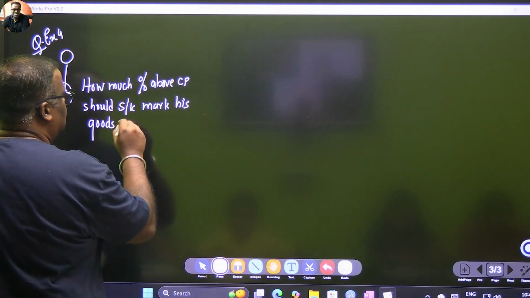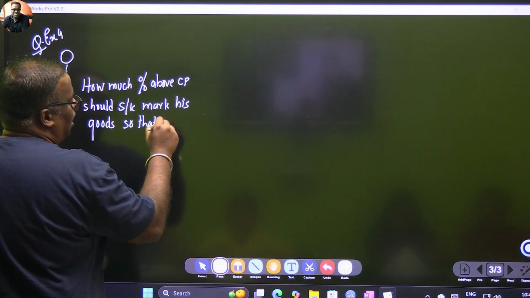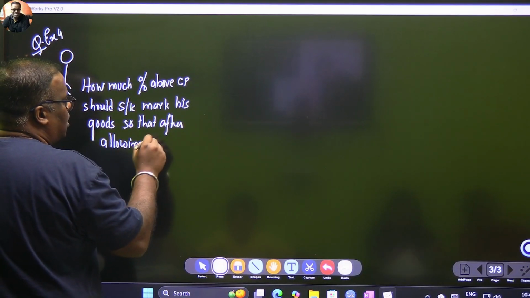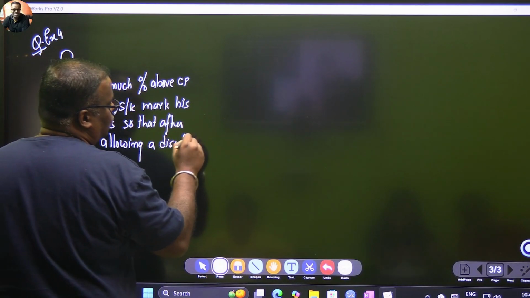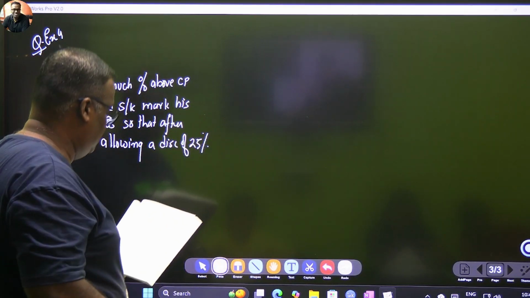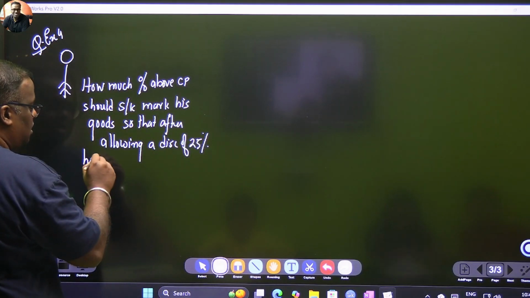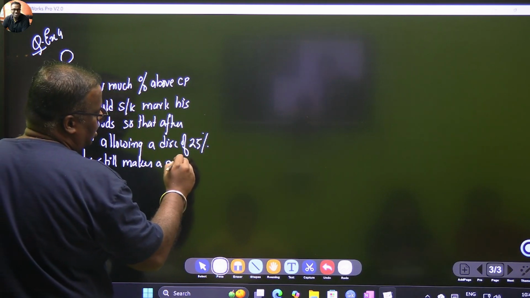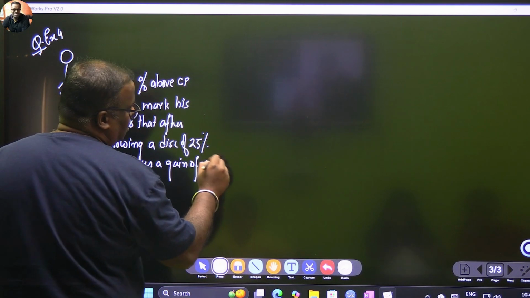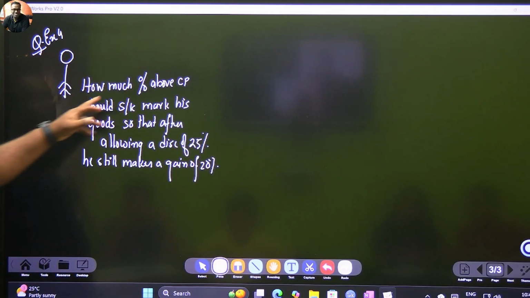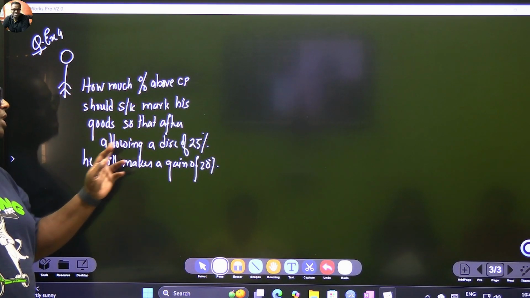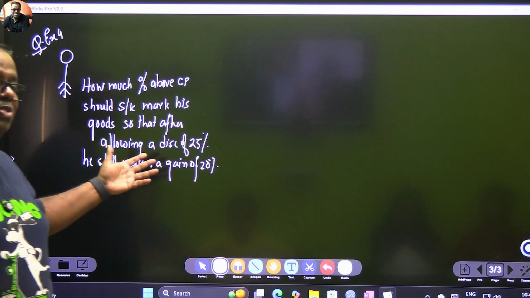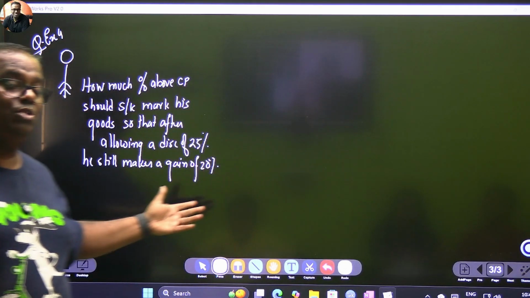so that after allowing a discount of 25%, just like the previous problem, he still makes a gain of 20%. If you look at the previous problem, how was it? How much percent above CP should the shopkeeper mark his goods so that after allowing a discount of 25%, he makes a gain of 5%? That was the previous problem. At that time, the answer came to how much? 40%. Now he has become more greedy.